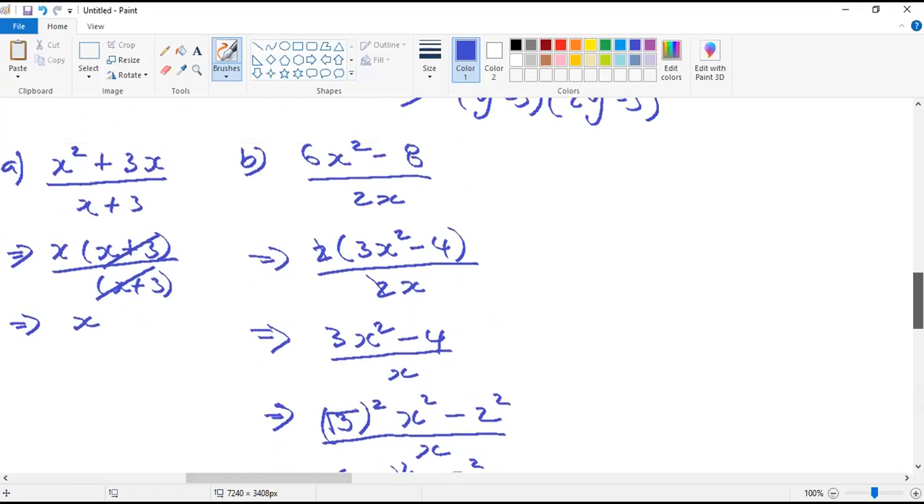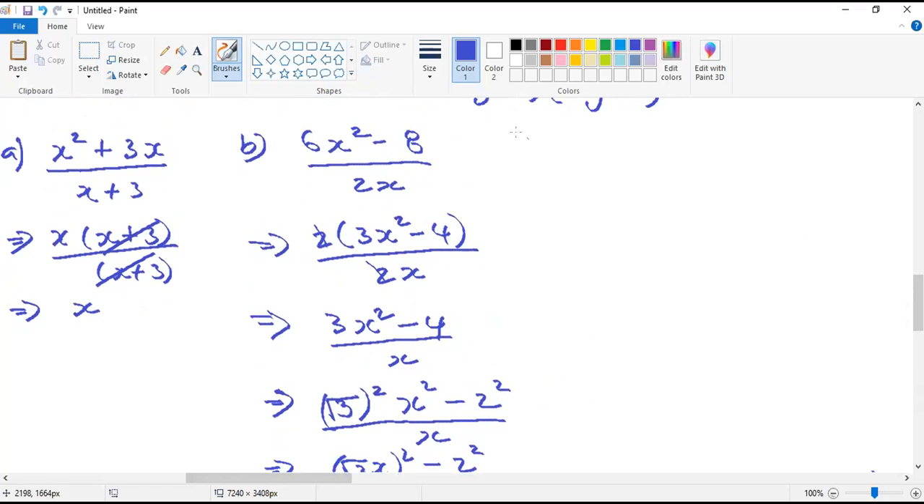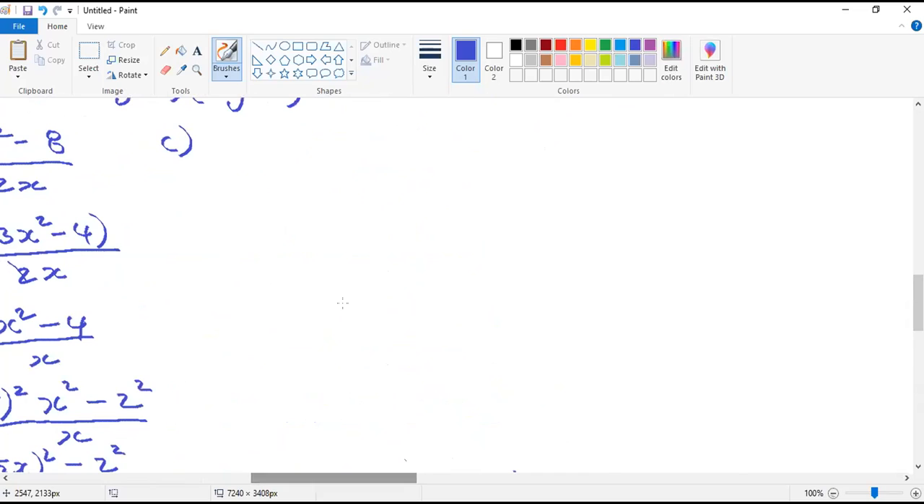What about C? C is, let me see if I can just carry this over a little. Give me a second. Let me pause. All right, good. So C is x squared plus 3x plus 2 over 3x plus 6. It says factorize and then simplify.